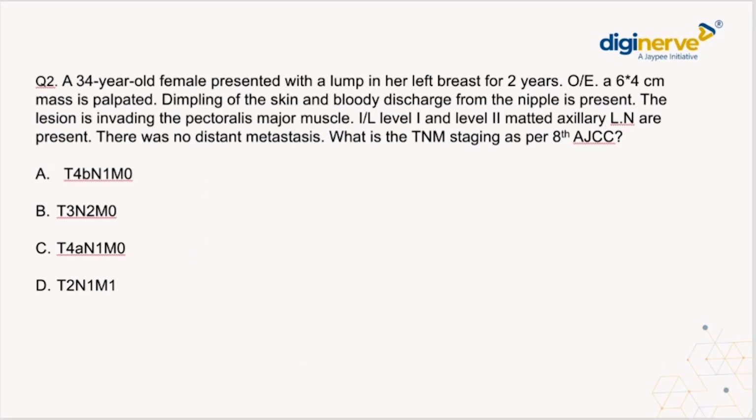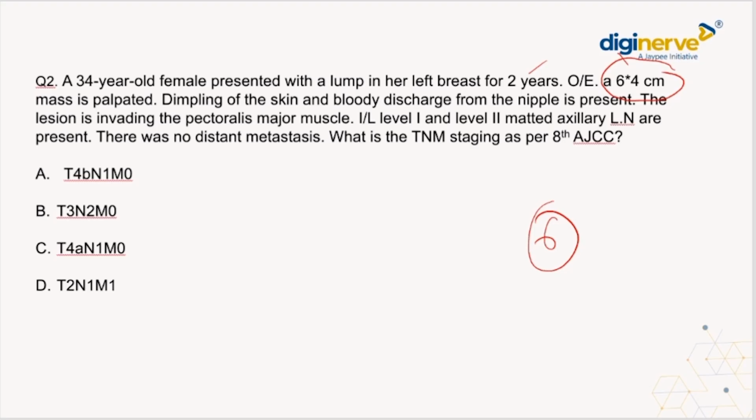ये आपका calculation वाला question है, आपको TNM staging निकालनी है. A 34-year-old female presented with lump in her left breast for 2 years. ठीक है. On examination there is a 6 into 4 centimeter mass which is palpated. Greatest dimension लेंगे तो 6 centimeter आपने लिया. Dimpling of the skin and bloody discharge from the nipple is present. कोई significance है क्या? Neither dimpling का नहीं bloody discharge, कोई significance नहीं है. The lesion is invading the pectoralis major muscle. इसके आगे कुछ नहीं दिया.